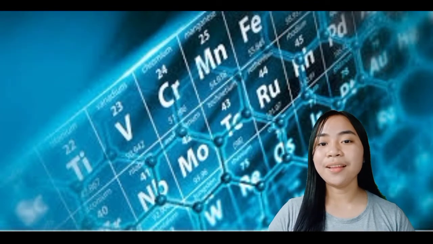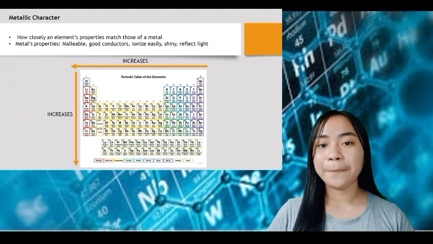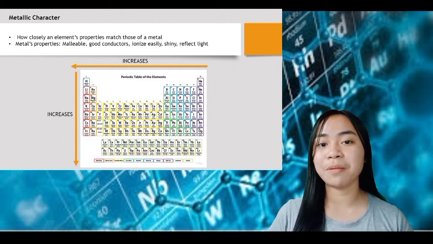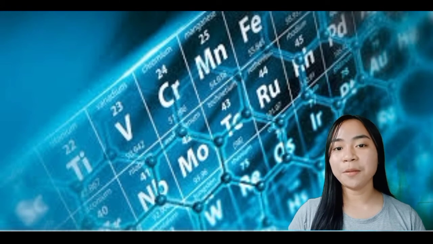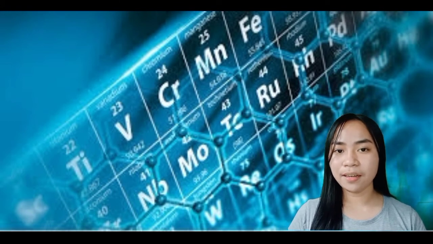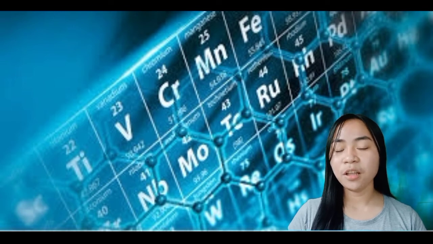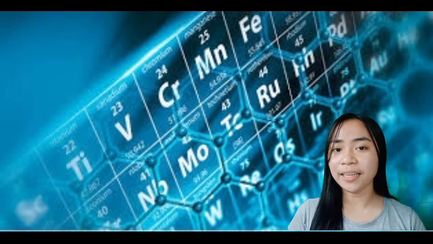Now the last one is the metallic character. Metallic character is how closely an element's properties match those of a metal. So we are looking at a metal. What are the properties of a metal? What is a good metal? So a good metal should be malleable, a good conductor, ionize easily, shiny, and reflect light.